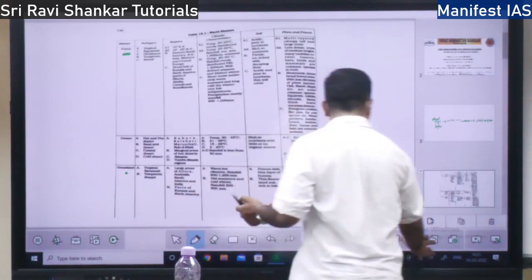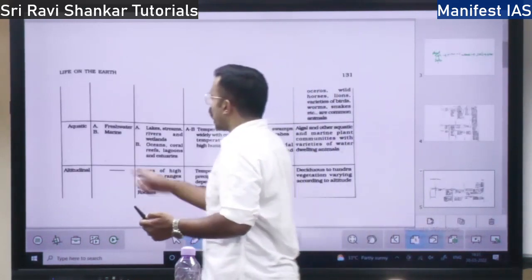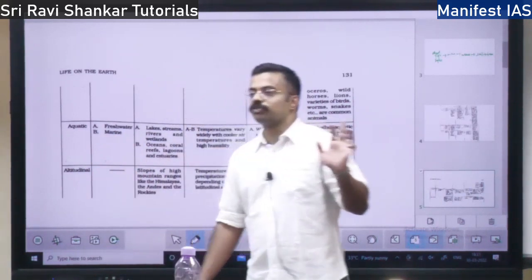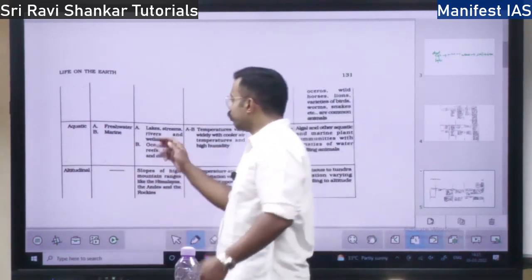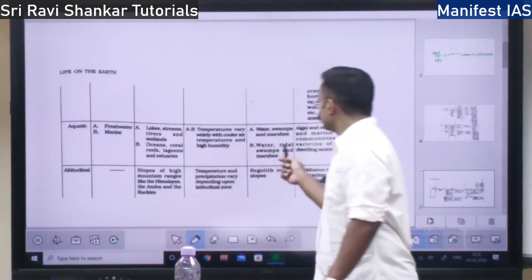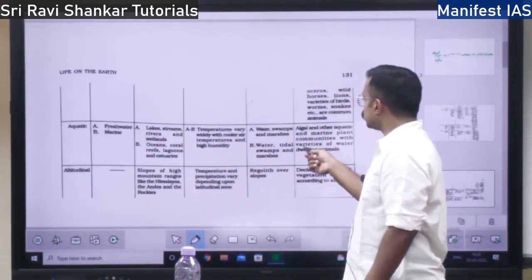So that is the 3rd type of biome. The 4th type of biome is aquatic. In the aquatic, you have 2 subtypes: the freshwater biome and the marine biome. So where do you find it? Lakes, streams, rivers and all these areas. Temperature will be varying. So you have water swamps and marshes there.